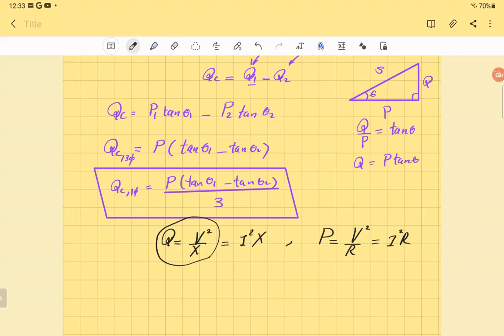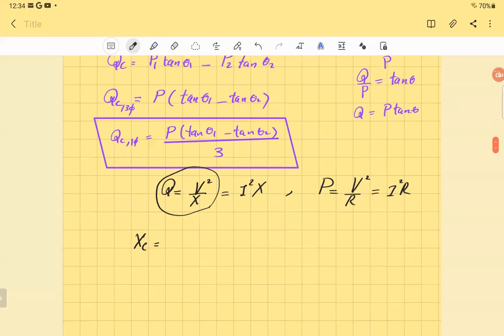Accordingly, I can find X, and I'm talking about XC. So I'll say XC, and that was the quiz last time. XC will be equal to V squared over Q. V squared over Q. Which Q? QC. Because I'm getting XC, I'm getting it for each capacitor. So QC should be only for 1 phase, and already I did that. When you do that, you get XC.